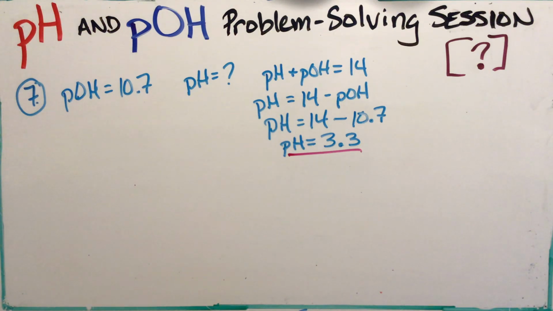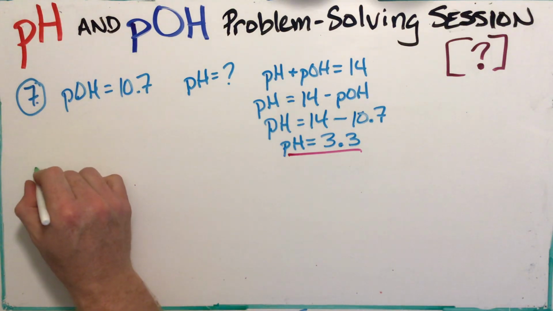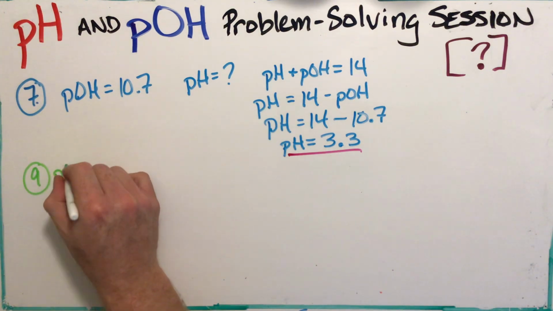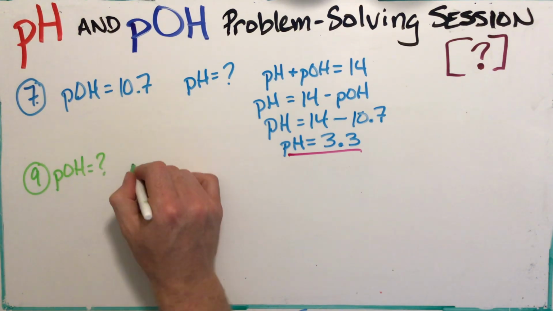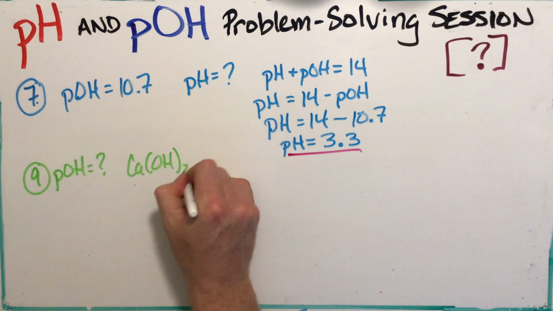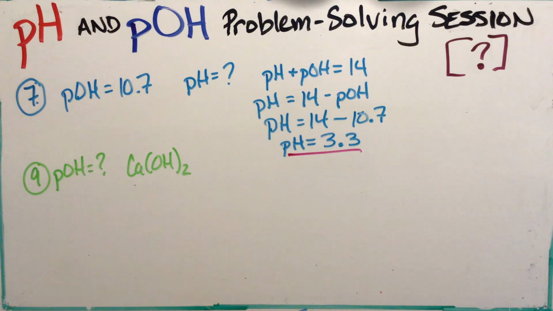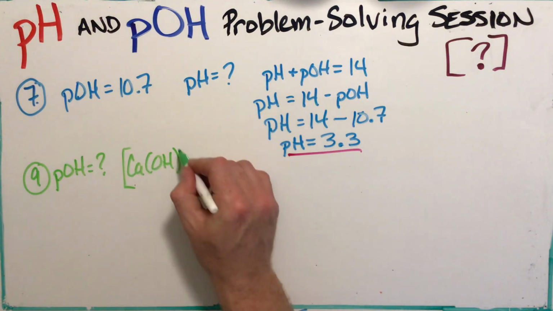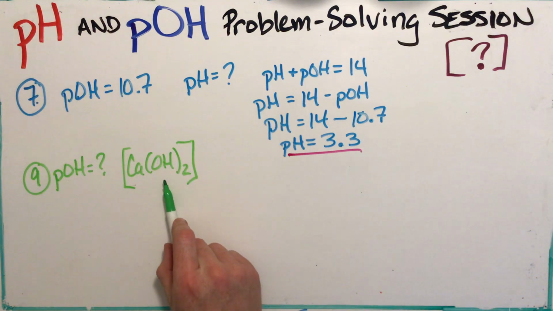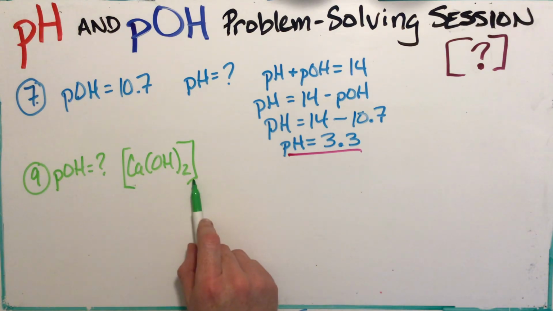Number 9. Let's check out number 9. What is the pOH of a sample of calcium hydroxide that has a concentration of 3.4 times 10 to the negative 3 moles per liter? So I've got to find pOH. Number 9 I'll do in green, and I'm looking for the pOH of a calcium hydroxide solution that has a concentration. They didn't give me concentration of hydroxide. They told me the concentration is of calcium hydroxide.